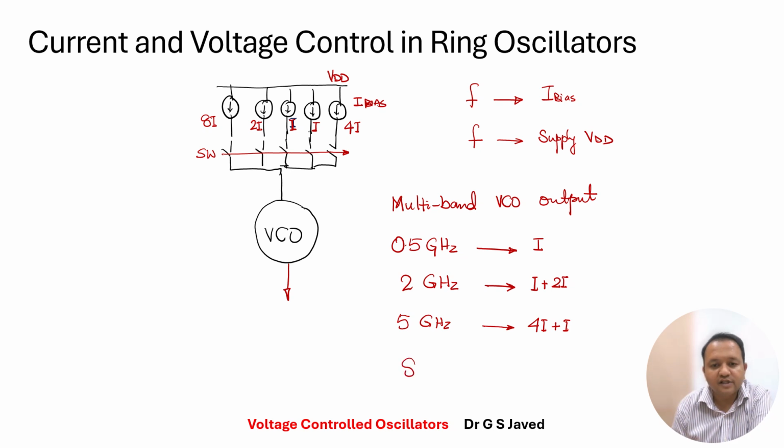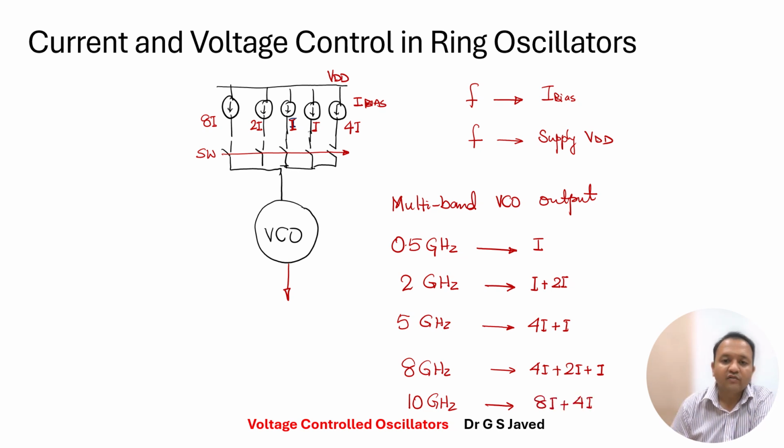And if you want to end up with, say, 8 gigahertz, you would probably utilize, say, 4I plus 2I plus 1I. And say you want finally a 10 gigahertz value, you could use the 8I plus 4I, giving example. So you would have a multi-band. So you can have 2, 3 or multiple bands of frequencies that you can target with a current controlled or a voltage controlled ring oscillator.